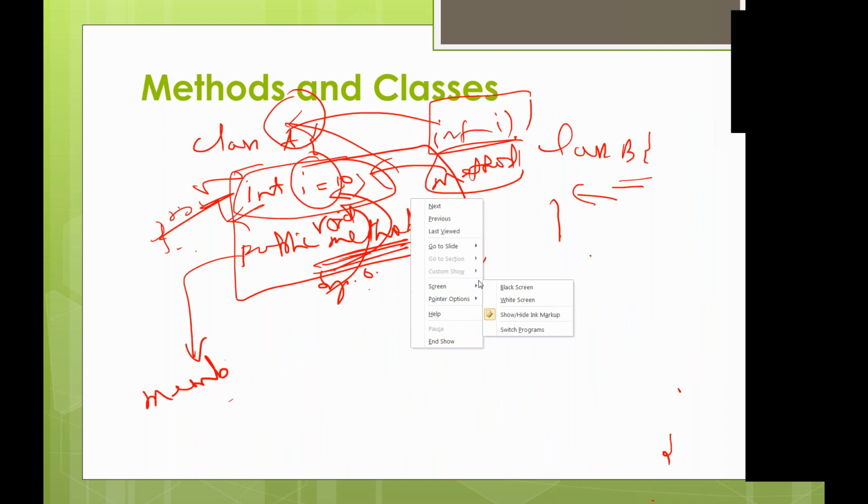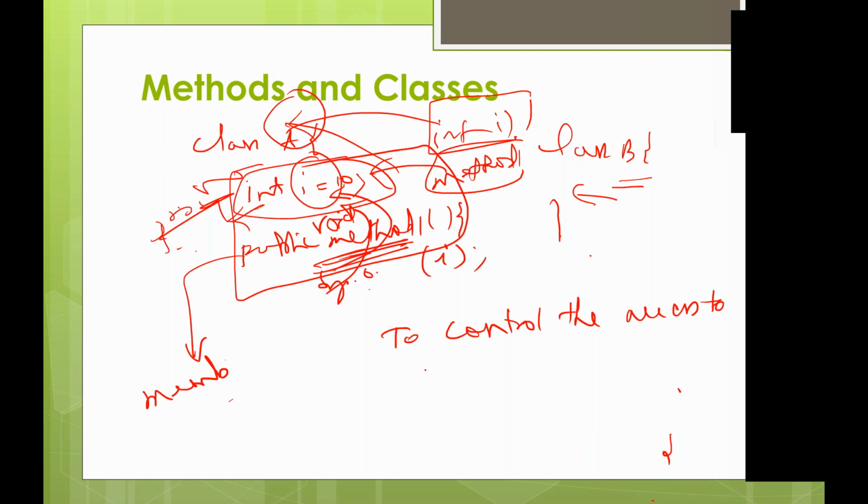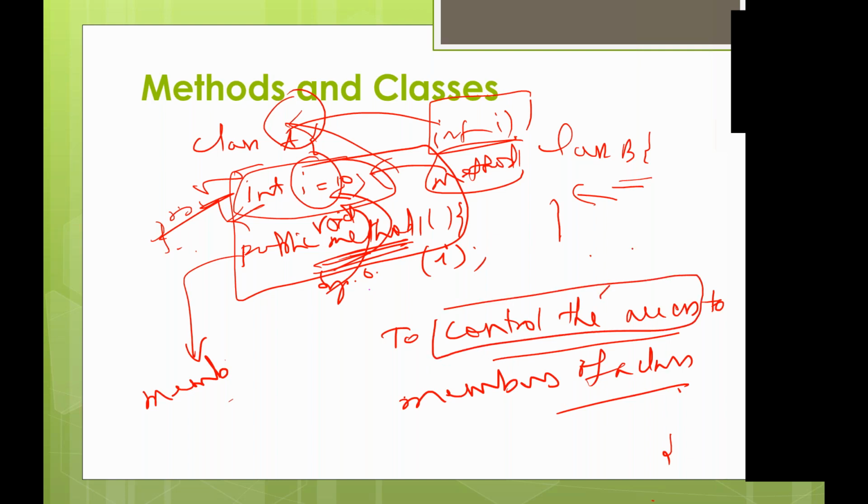Let me write it. Why do we use access specifiers? To control the access to members of a class. Control the access: who all can access those members? So to control the access from whom? That is the question, right?